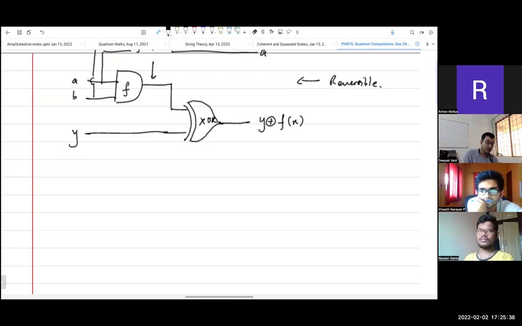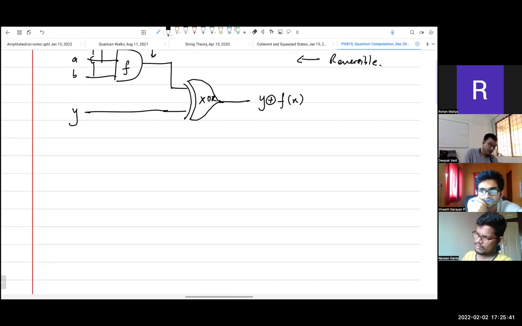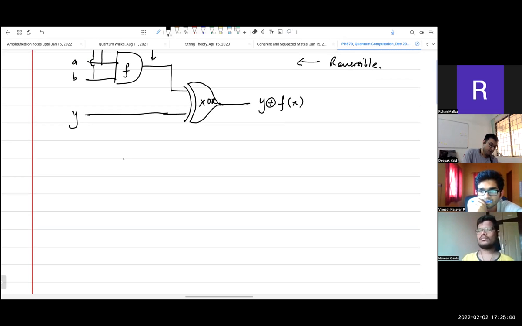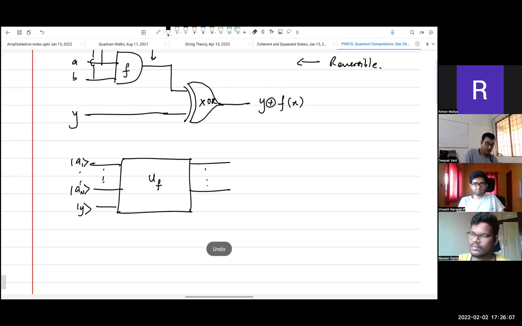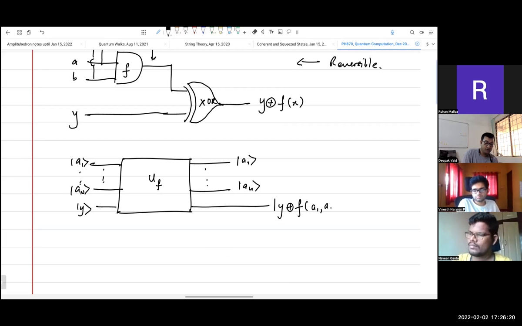So the corresponding quantum circuit is that you have some input data, let's say some variables A1 to AN, and you have your auxiliary y. Your unitary acts on them, so this input state comes out untouched, and then what comes out here is y XOR the function f acting on whatever your input data was.